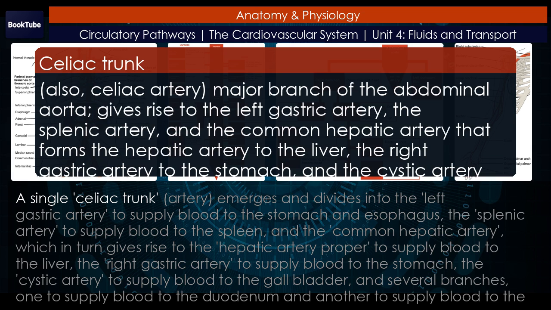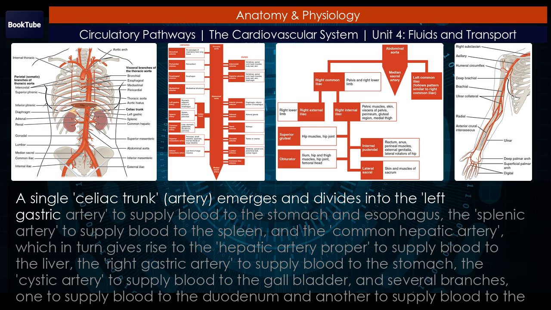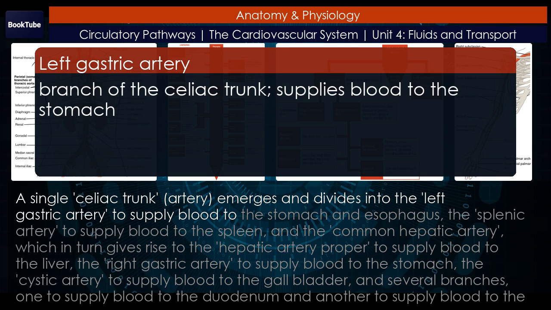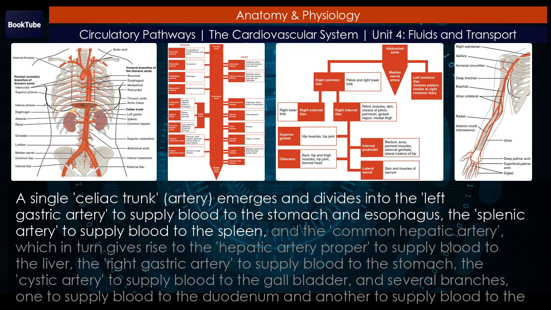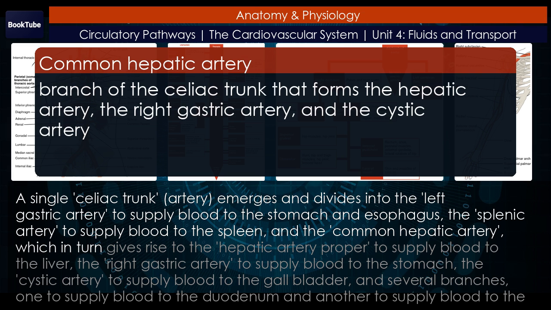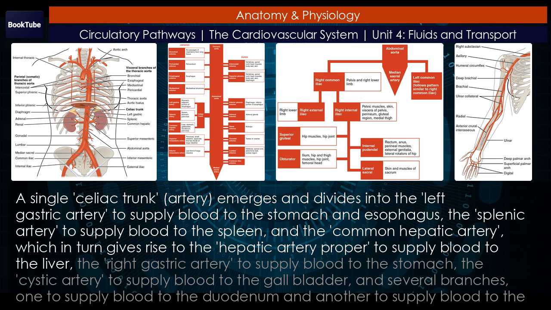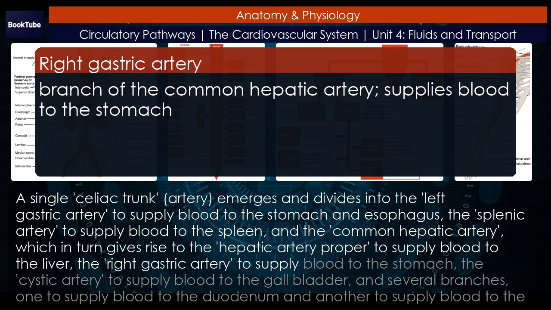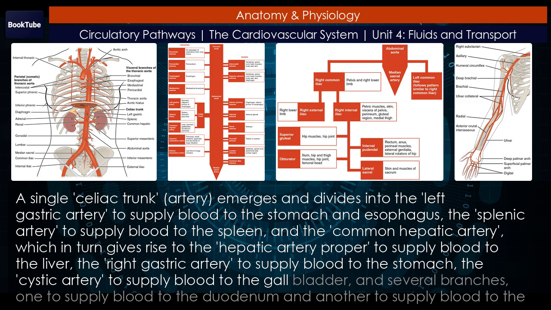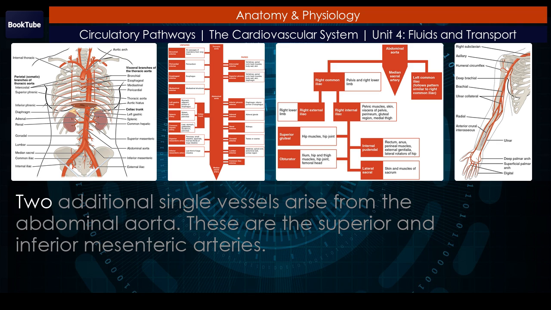A single celiac trunk artery emerges and divides into the left gastric artery to supply blood to the stomach and esophagus, the splenic artery to supply blood to the spleen, and the common hepatic artery, which in turn gives rise to the hepatic artery proper to supply blood to the liver, the right gastric artery to supply blood to the stomach, the cystic artery to supply blood to the gallbladder, and several branches, one to supply blood to the duodenum and another to supply blood to the pancreas. Two additional single vessels arise from the abdominal aorta.